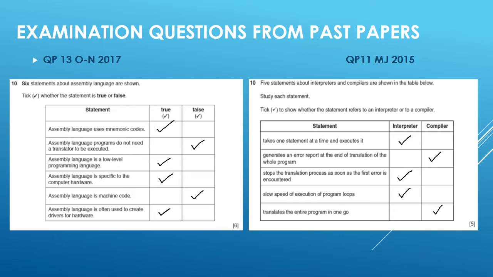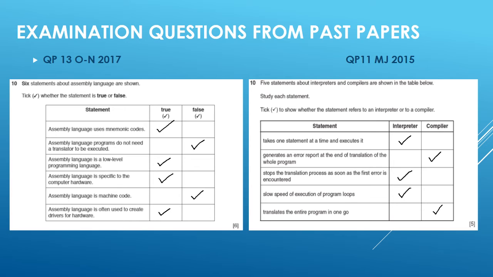The next one is assembly language is specific to the computer hardware. Yes, very much true. Fourth one, assembly language is machine code. No, it is partially a machine code. If it is a machine code, then why do we require an assembler? And the last statement, assembly language is often used to create drivers for hardware. Yes, in the very first lesson we discussed this, so it is still in use and is used to create drivers for hardware. So these are the 6 statements. Each statement carries 1 mark.